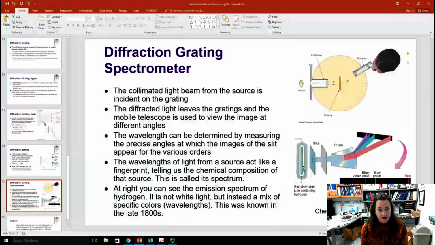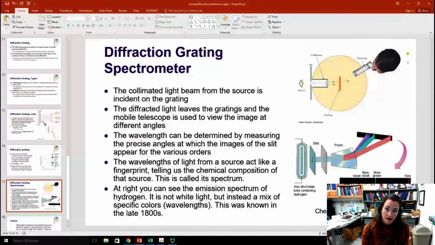Now at right, you can see this is a cartoon, if you will, of the emission spectrum of hydrogen. So for example, if you excite hydrogen in a spectrum tube by applying a high voltage or something like that, it's not going to be white light that's emitted from the hydrogen source. Instead, it's going to be a mix of very specific colors or wavelengths. And this was known as far back as the late 1800s. So for example, in your hydrogen spectrum in the visible range, you have a mix of a very specific wavelength of red light, 656.2 nanometers, along with a blue-green at 486.1 nanometers, a blue-violet at 434 nanometers, and violet at 410 nanometers. So that's your hydrogen spectrum.